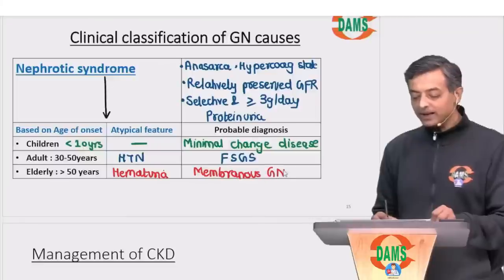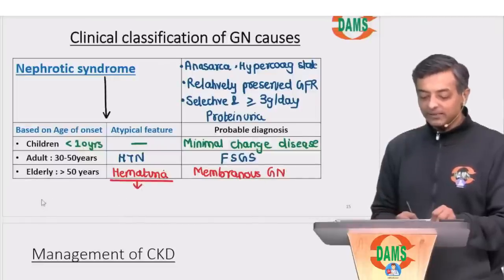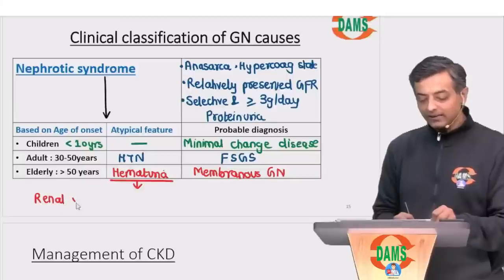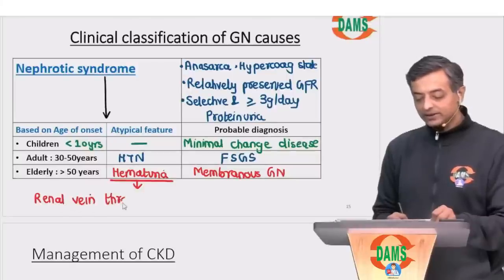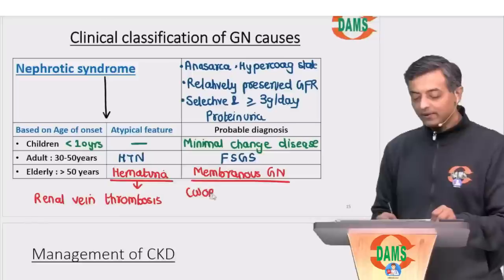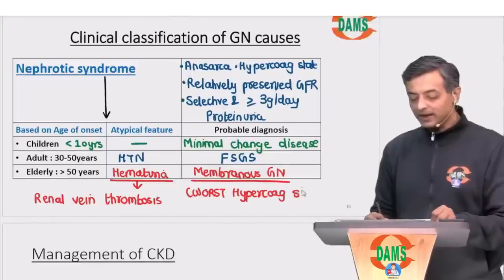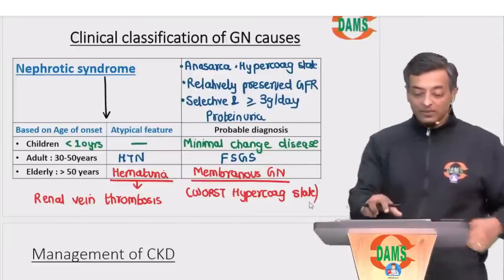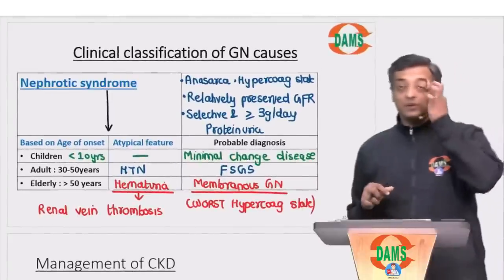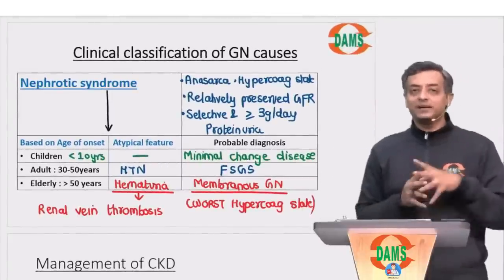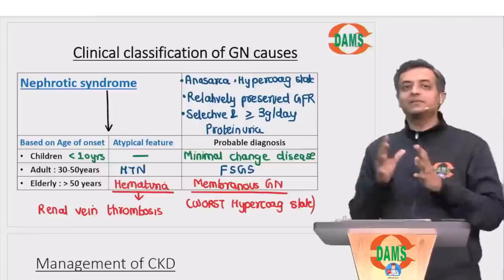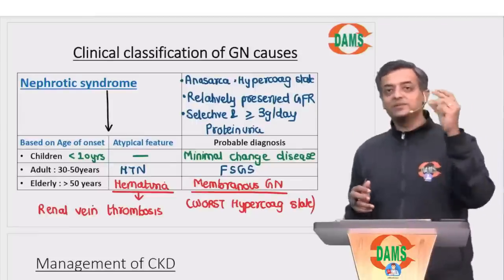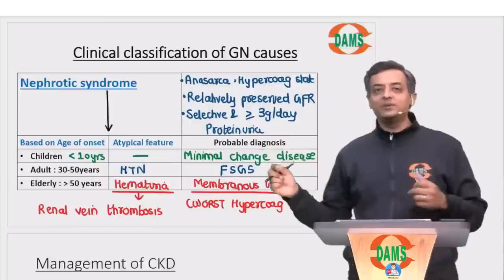And why does hematuria occur? Due to renal vein thrombosis, because membranous has got the worst hypercoagulable state among the nephrotic syndromes. So many, this is rapid revision only. All the topics, the concepts we have studied, this is the time to summarize them in a capsule, so that when the MCQ comes, we have to learn to apply them. 1, 2, 3, diagnosis done.